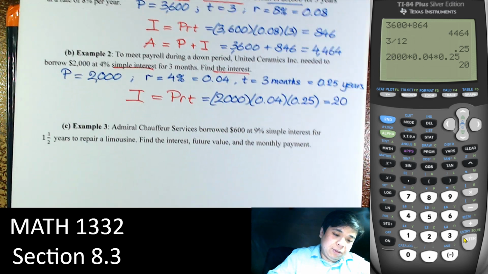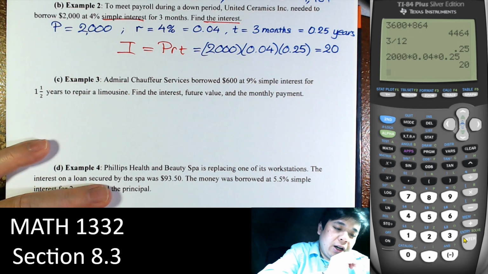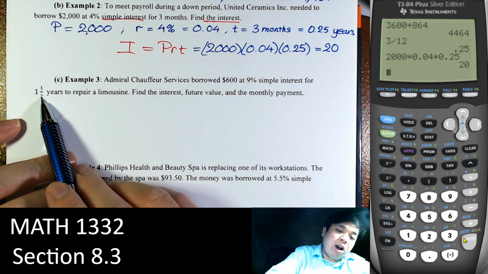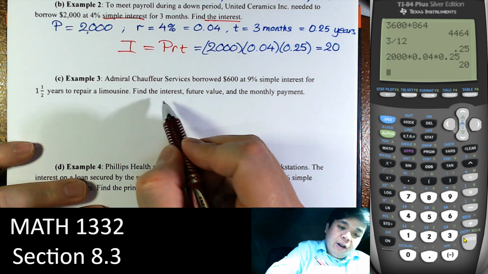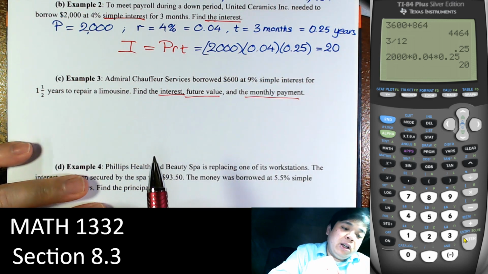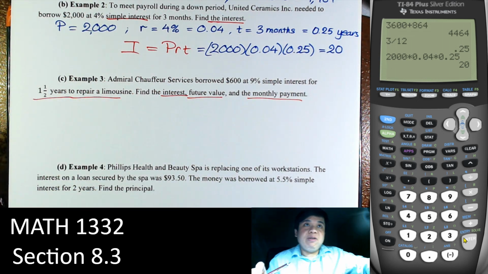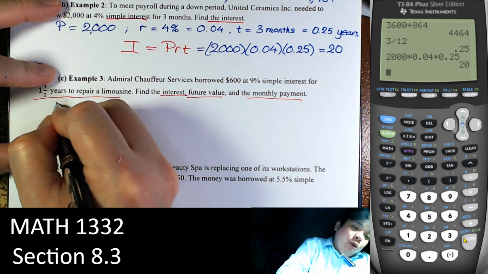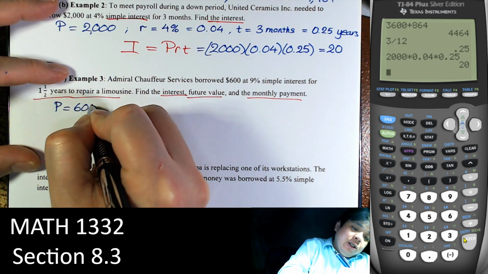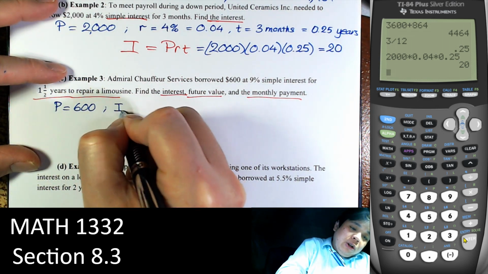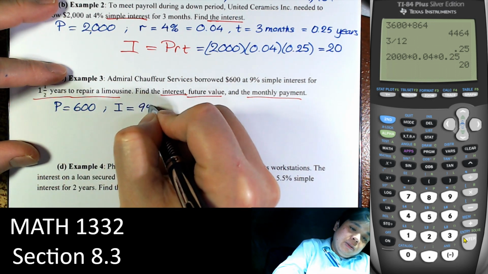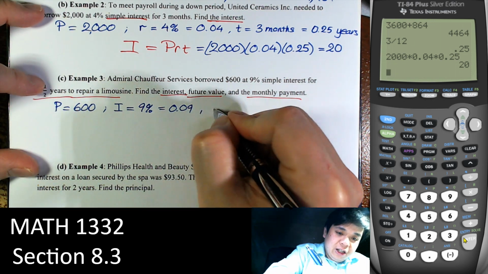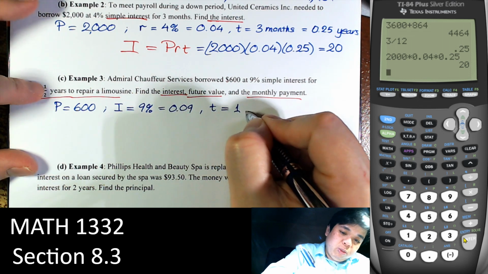Right, one more example. Apple Chauffeur Services borrows 600 at 9% simple interest for 1.5 years. Find the interest, future value, and the monthly payment. Let's start with what we have right now. Borrow $600, simple interest 9% or 0.09, and the time is 1.5 years.